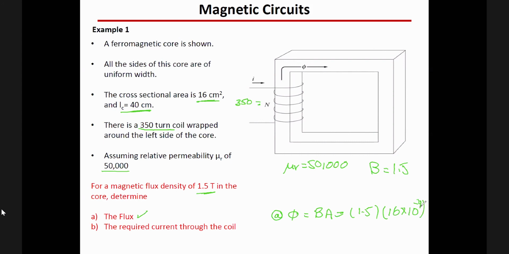Why am I multiplying by 10 to the power of minus 4? You said to convert from centimeter squared to meter squared. Yes, you always need to convert the units, because the standard unit is meter or meter squared. So you always need to change the length or the area from centimeter squared to meter squared, or from centimeter to meter. That's why we multiply by 10 to the power of minus 4. Clear? Yep, clear.